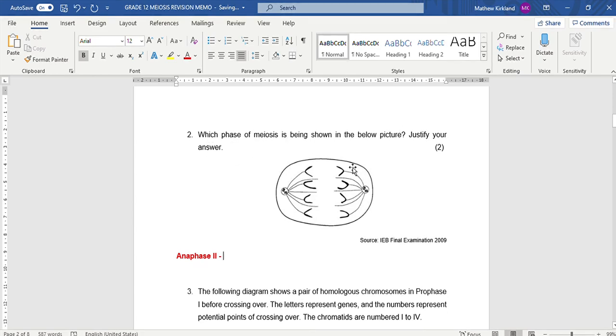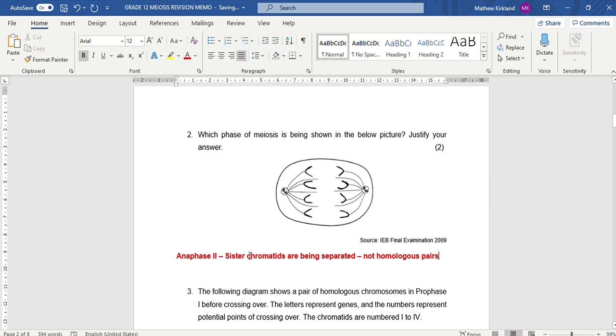Now to justify your answer, why is it 2? Because sister chromatids are being separated, and that's really your reason. And you could even say not homologous pairs. Show that it's your understanding. Rather give more, even though it's only 2.